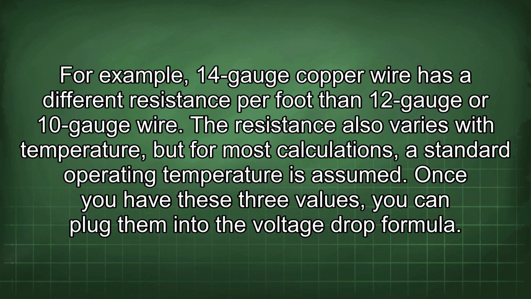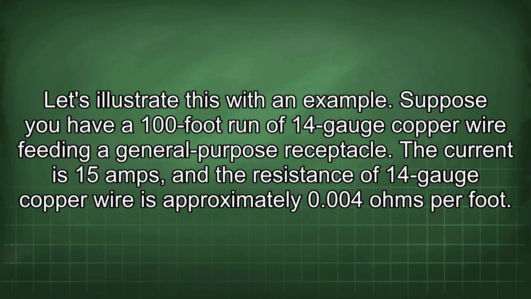Once you have these three values, you can plug them into the voltage drop formula. Let's illustrate this with an example. Suppose you have a 100-foot run of 14-gauge copper wire feeding a general-purpose receptacle. The current is 15 amps, and the resistance of 14-gauge copper wire is approximately 0.4 ohms per foot.